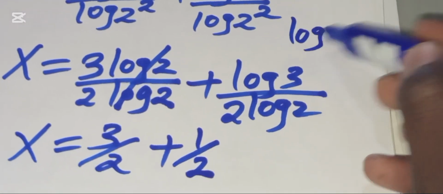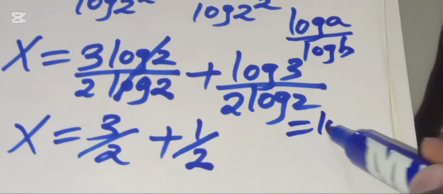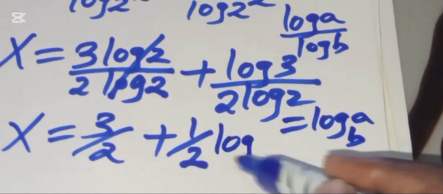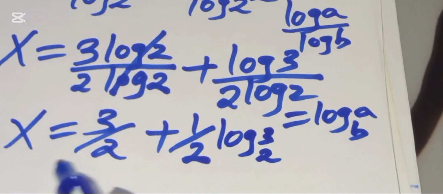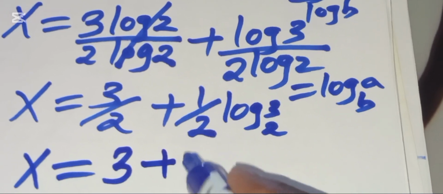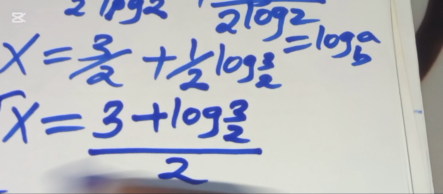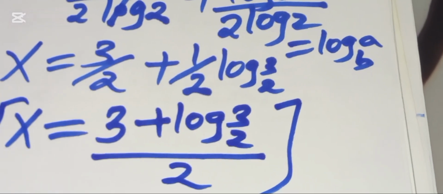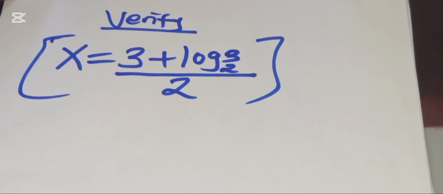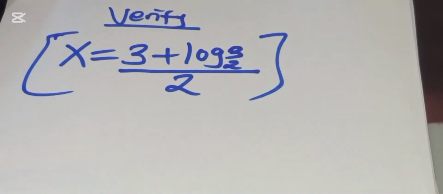This is in the form of log a divided by log b, which you can express as log a to base b. Let's apply this property so that we have log 3 to base 2. That means the value of x is equal to 3 plus log 3 to base 2, divided by 2. So this is the value of x. Let's verify that this value of x actually satisfies the equation.